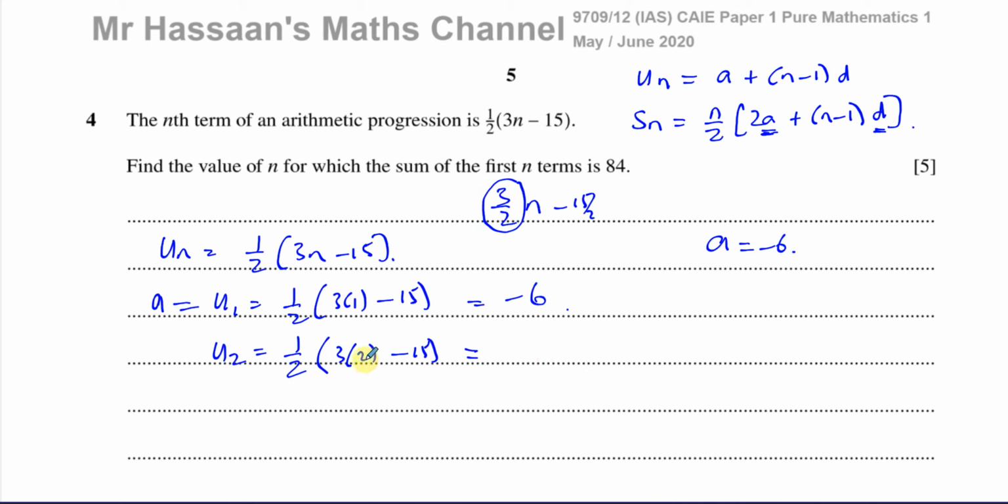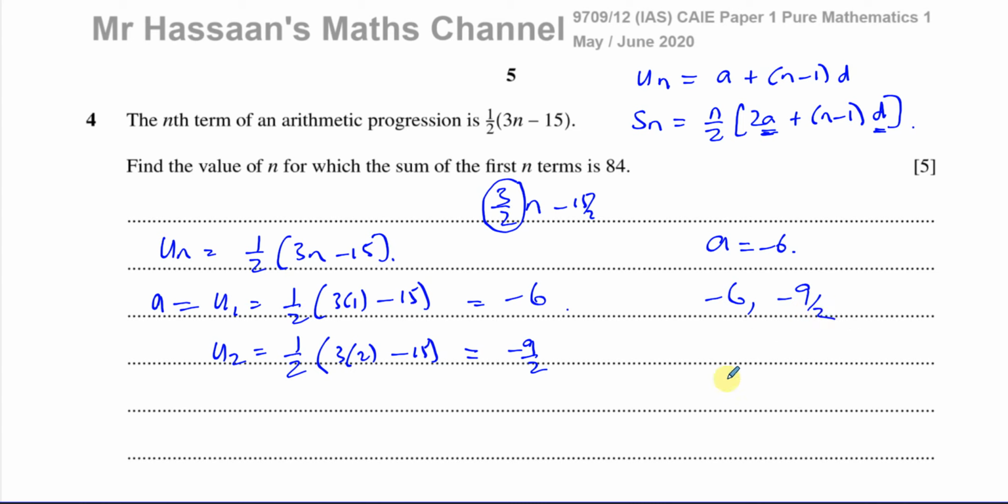which is going to be a half times 6 minus 15. Now 6 minus 15 is minus 9. This will be minus 9 over 2. Okay, so that's the second term. So the first term is negative 6, and the second term is minus 9 over 2.